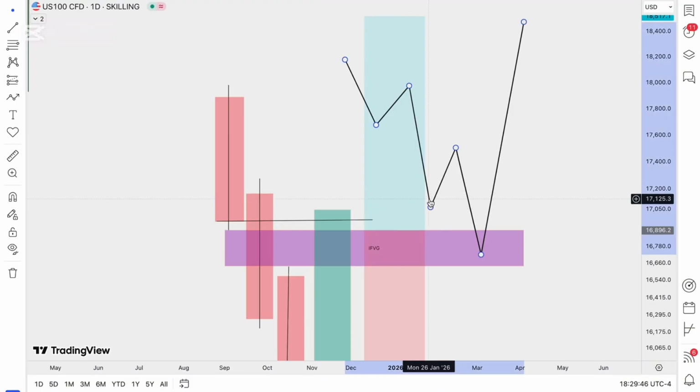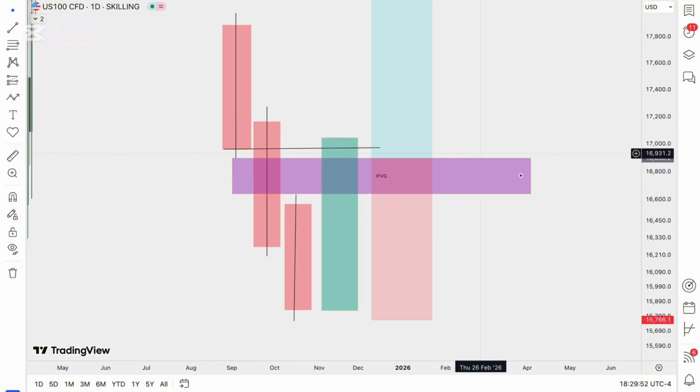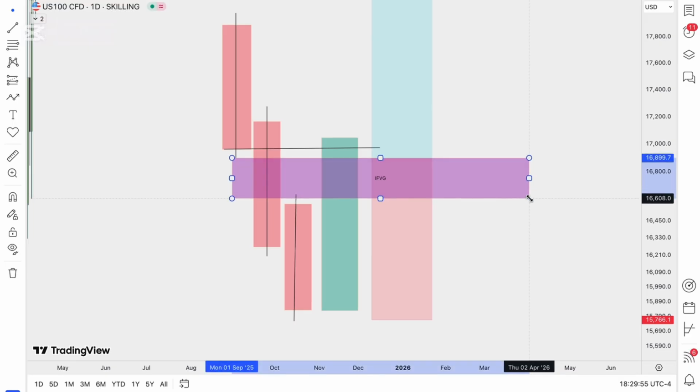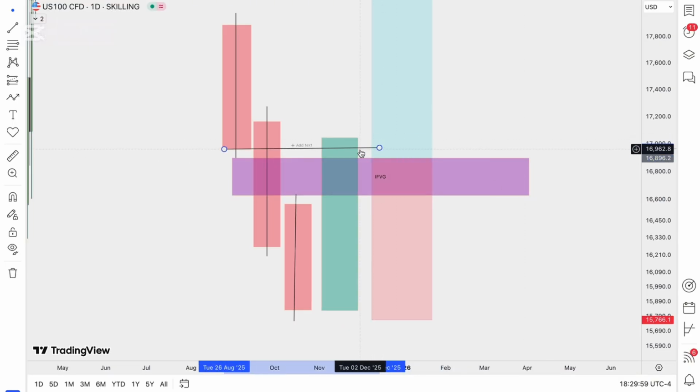And these entry models, you have to use them with specific time frames. Alright, so I'm not going to go into depth with the time frames today. If you guys want a video on time frame alignment and how time frame alignment works, comment down below as well and let me know.